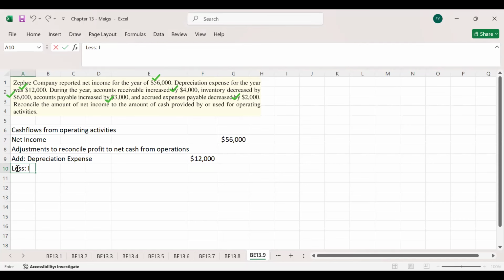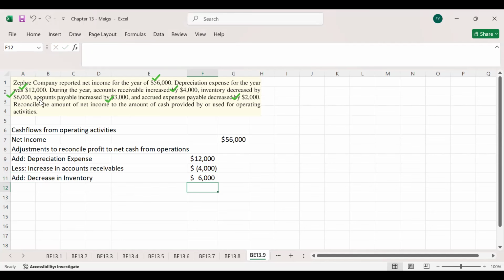So less increase in accounts receivable. How much? It is 4,000. So we deduct it. Then inventory is decreased. So we are going to add the decrease in inventory, which is 6,000. So add this 6,000 from here.